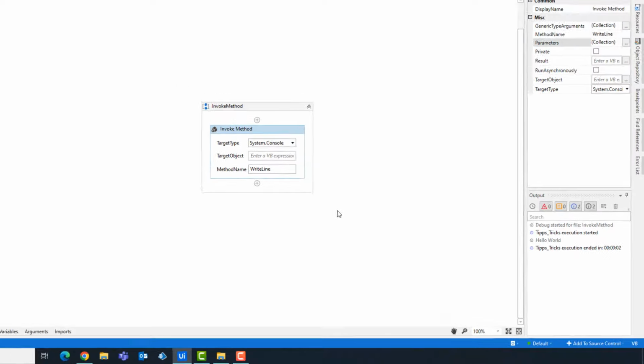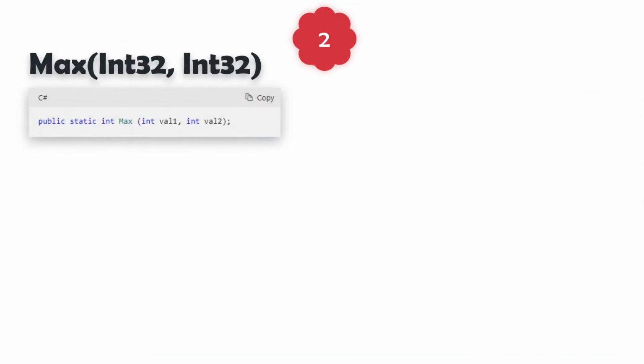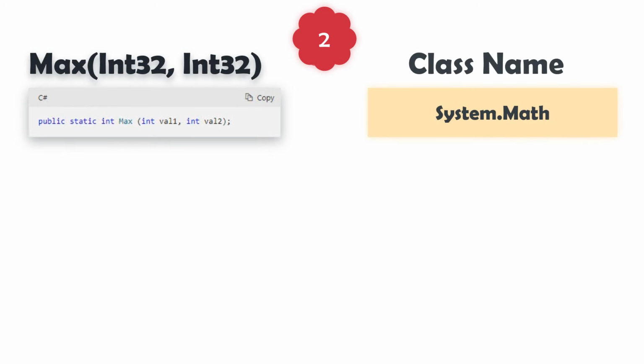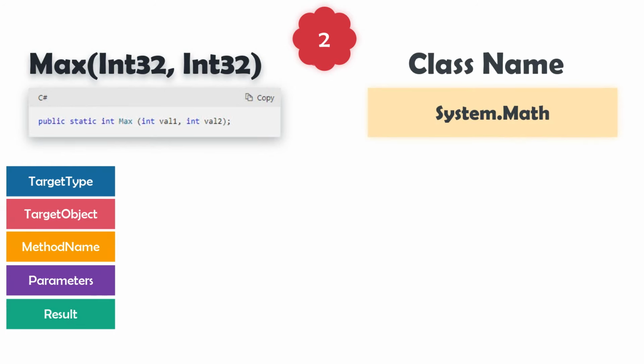This was an easy example. Let's see the second method. It's max method, to return the larger of two specified numbers. It's from class system.math. I will fill in the different parts here, then I will do it in UiPath later. So first we check if we have a static or non-static method. It's a static method. This means we need to write the class name and target type. And we leave the target object empty.